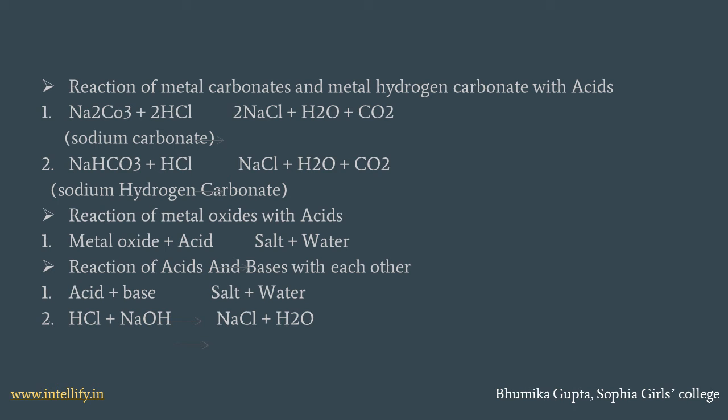Now we will discuss the reaction of metal oxides with acids. What happens when metal oxide reacts with acids? When metal oxide reacts with acid, we get salt and water. And now we will discuss the reaction of acids and bases with each other. When acid reacts with base, we get salt and water as a product. Now let's take a reaction. When we react HCl with sodium hydroxide, we get NaCl, that is sodium chloride, and water, H2O.